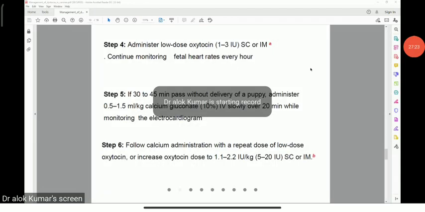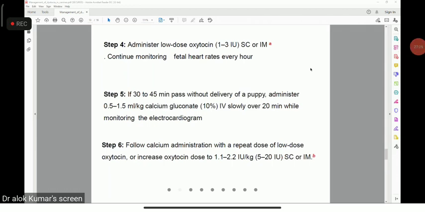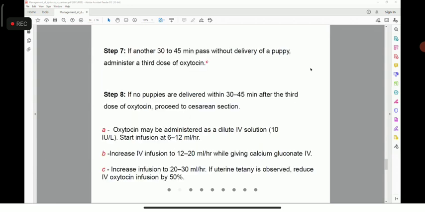So what we are discussing is that yes, you can give a maximum of 20 IU, but because the half-life is very short, it is better to give it in fractions. You can give 4 or 5 IU at a time and wait for 30 to 40 minutes. Again you can give, so that sustained contraction is maintained. You can give even 4 doses, at a period of 30 to 40 minutes each.